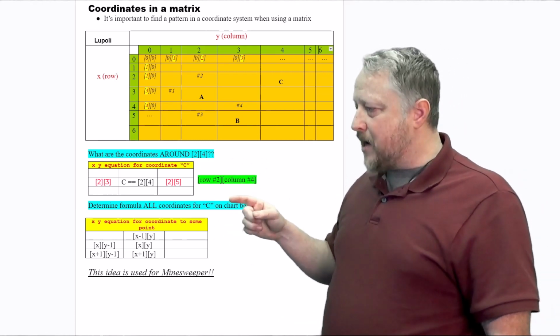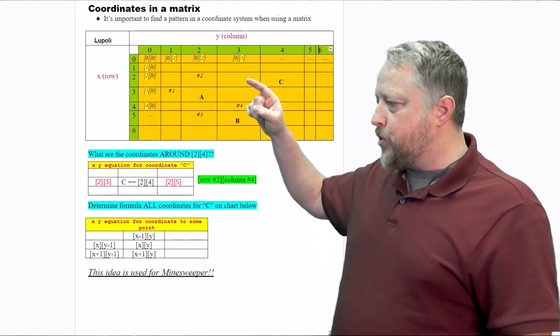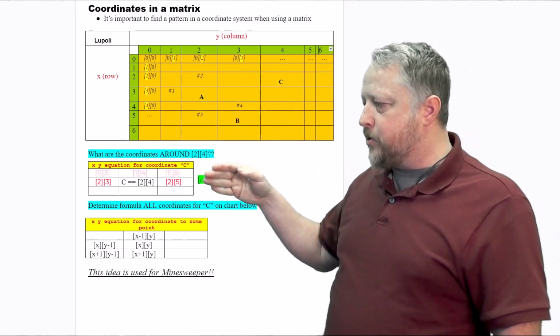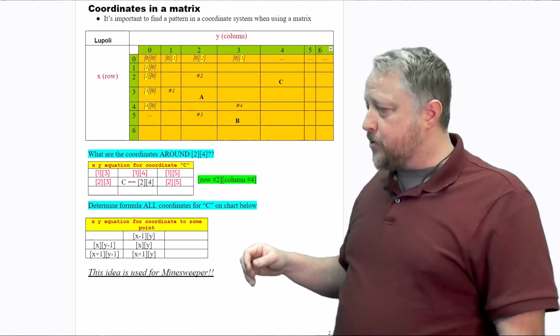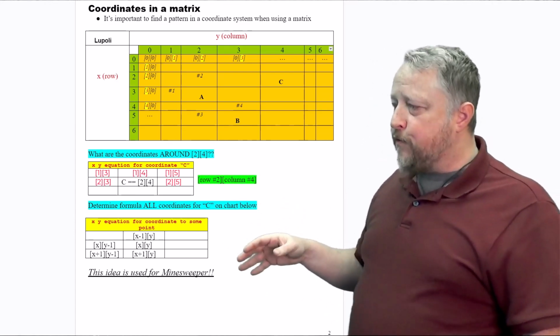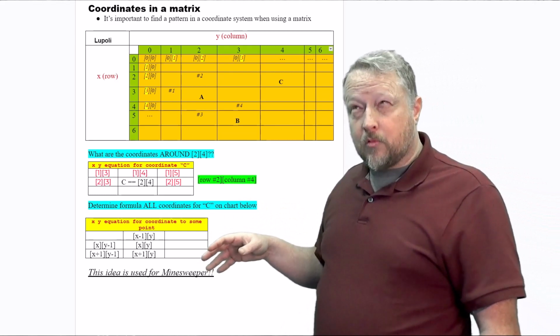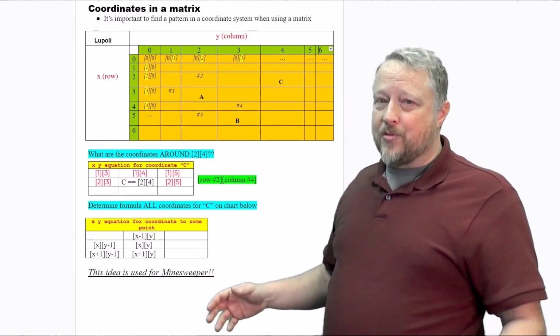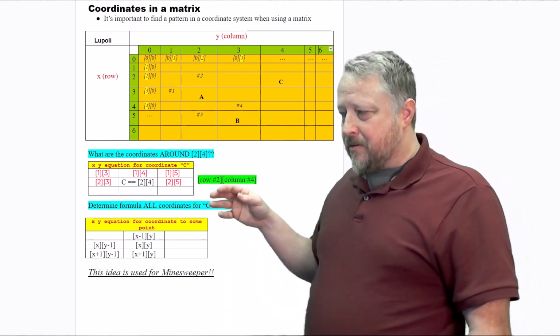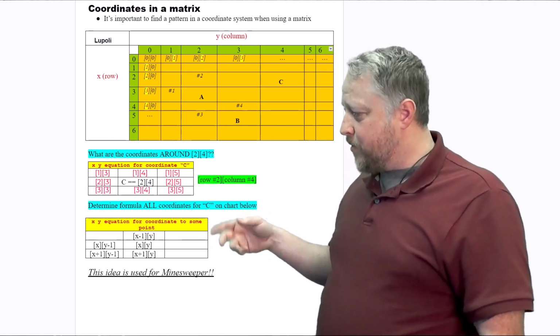Up 1 means that I'm going to lose a row. I'm going from row 2 now to row 1. So all of these are duplicated except the row is subtracted by 1. So it's going to be 1, 3, 1, 4, and 1, 5. So the last row, it's going to be 3, 3, 3, 4, 3, 5.